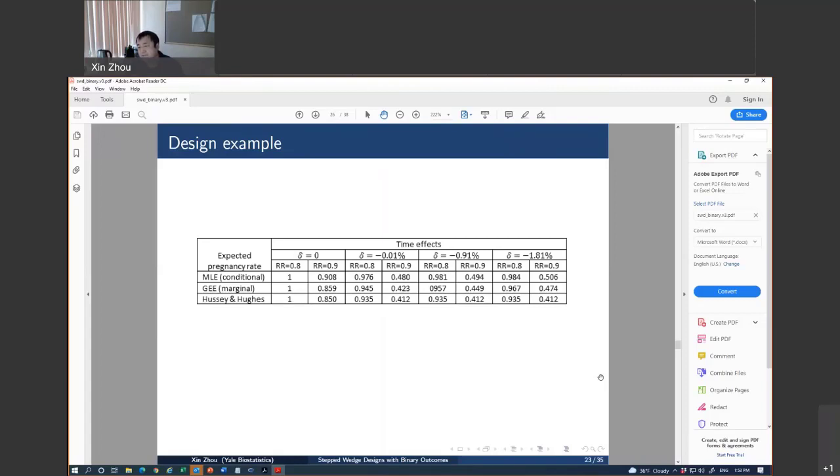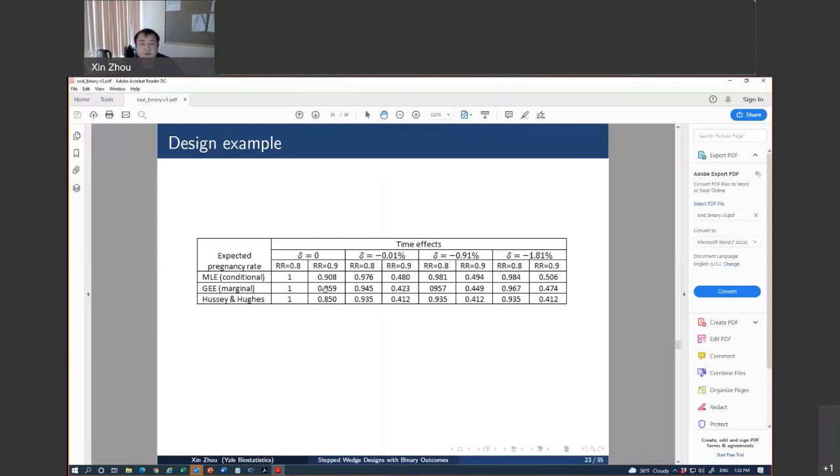Now, the slide that we're looking at now, number 23, shows a large drop in power, even when the time effect is very small. Can you comment on that? Oh, yeah. Why is the small time effect creating such a big problem?